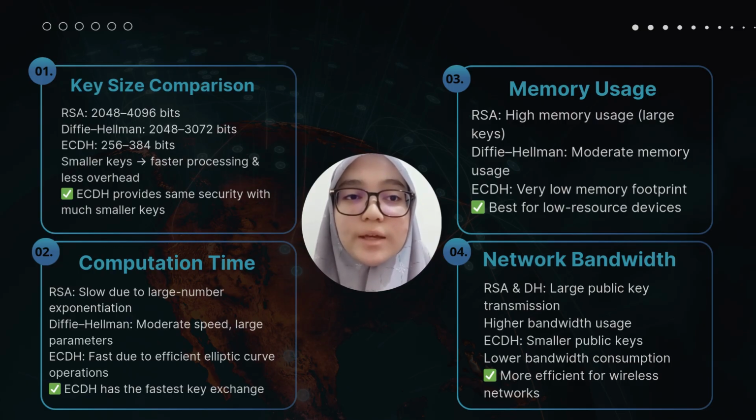Next is computation time, which measures how long it takes to complete the key exchange process. RSA is generally the slowest because it relies on expensive modular exponentiation with large numbers.